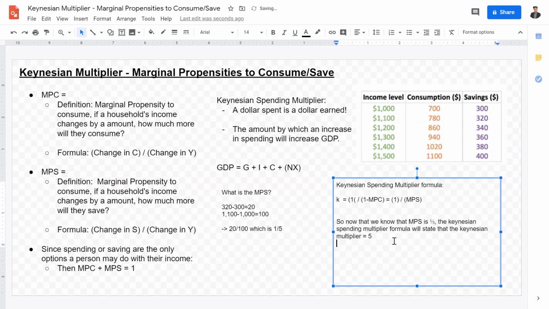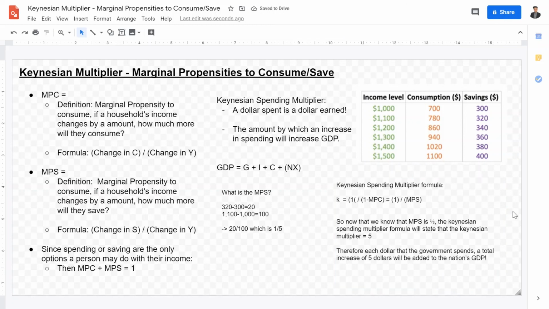Therefore, each dollar that the government spends adds a total of $5 to the nation's GDP. This is a very interesting concept, a fun way to think about how government spending is not just spending, because each dollar spent is actually a dollar earned. For every dollar the government spends, in this example, a total of $5 will be added to the nation's GDP.